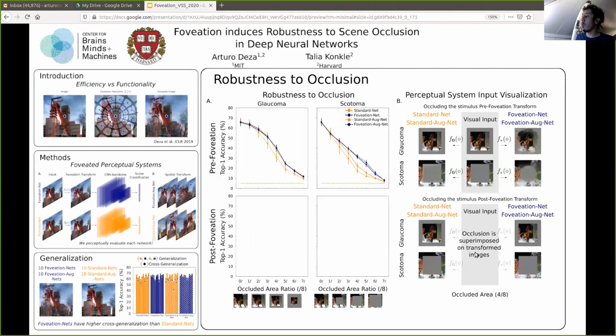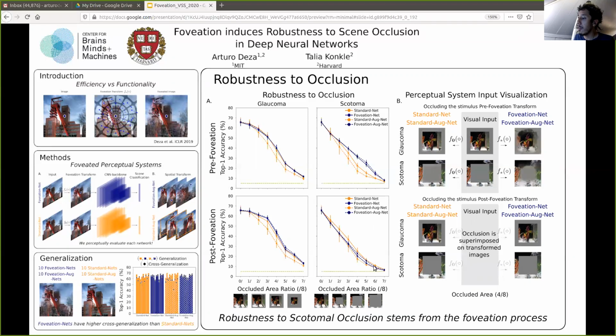So maybe this difference in the visual area is what's buying us our robustness to occlusion. To test that, we're going to rerun our experiment where we occlude the visual stimulus after the foveation stage. In doing so, we find that this robustness to scotomal occlusion, interestingly enough, goes away. From here, we can conclude that robustness to scotomal occlusion stems from the foveation procedure itself, not from the texture statistics in the periphery.